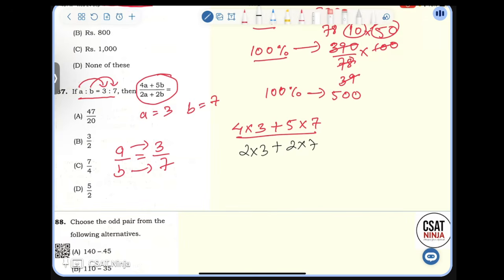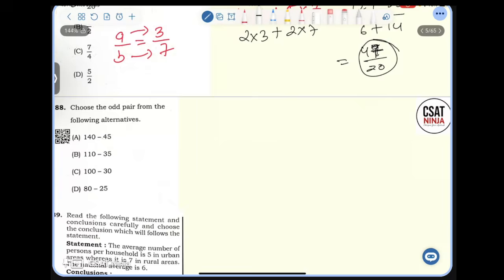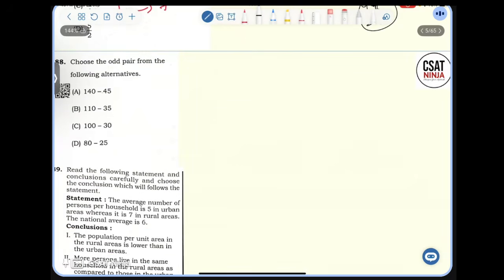So let's simplify it. 4 3s are 12 plus 7 into 5 is 35, divided by 3 2s are 6 plus 7 2s are 14. That means 20 and 9, 49. 49, is it 29? Oh, it's 47. So 47 divided by 20 is our answer here, which is option number A. Clear? Okay, let's go to the next.